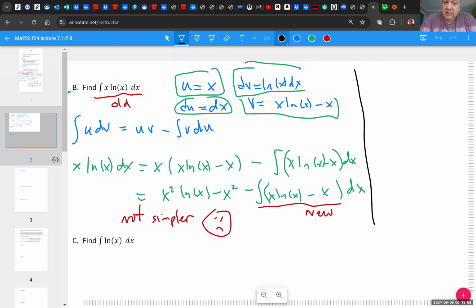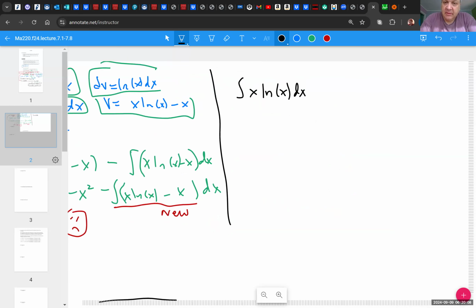So where the integral is x ln x dx. Before we chose u is equal to x and dv was the ln x dx. Let's switch it around. Let's choose in this case u is equal to ln x, and dv is the rest, which is x dx.